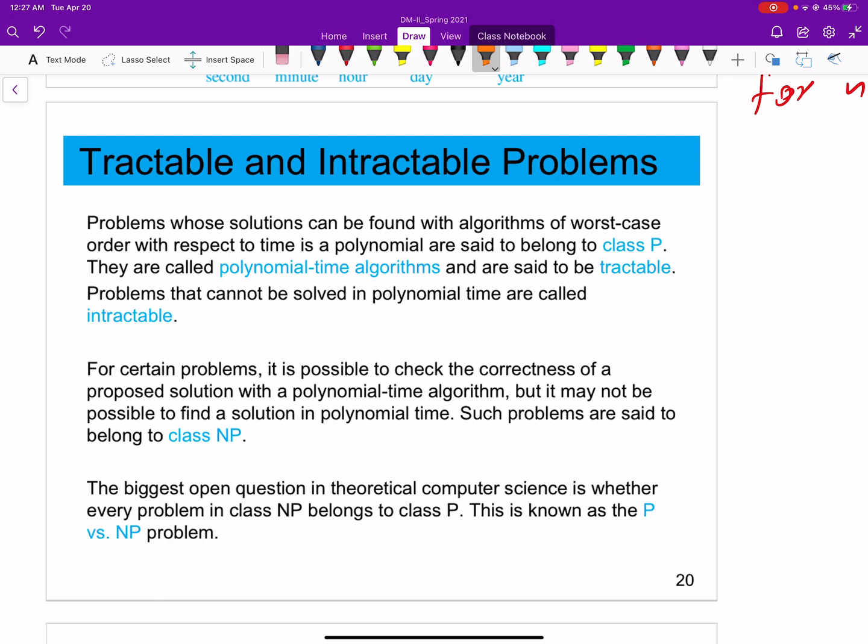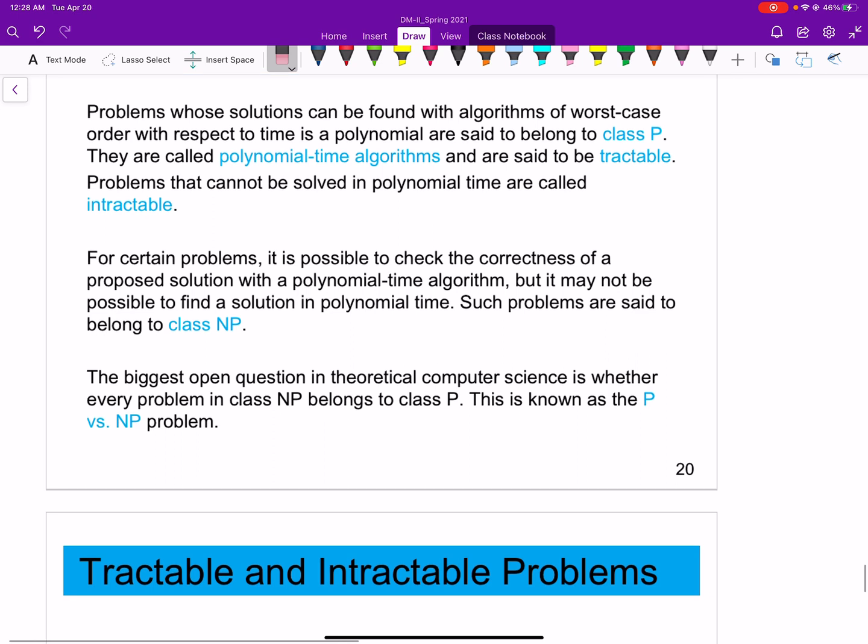Now we are going to learn about a few technical terms. Problems whose solutions can be found with algorithms whose worst case order with respect to time is a polynomial are said to be class P. They are called polynomial time algorithms and are said to be tractable. Problems that cannot be solved in polynomial time are called intractable. These are the definitions. These are just technical terms I'm presenting here for your knowledge. They are not that meaningful for your homework questions or exams.